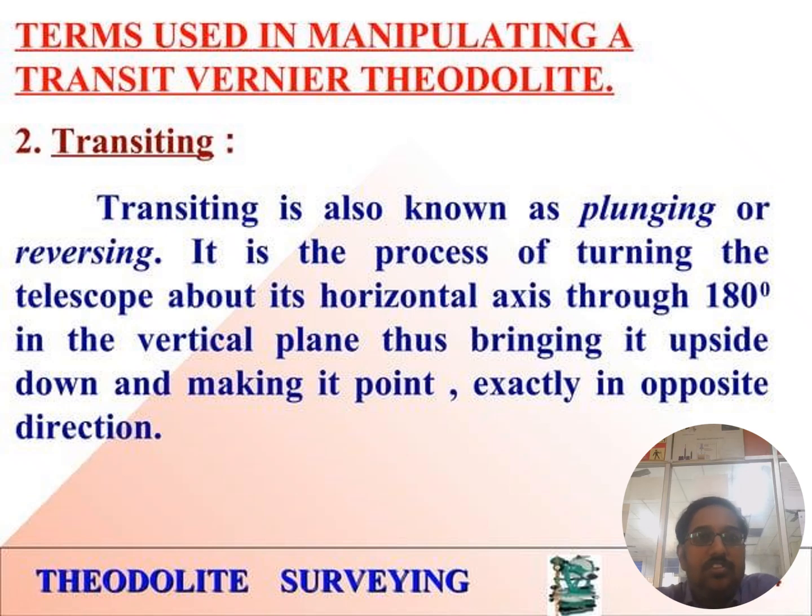Then comes manipulating, that is, fixing it. Next is transiting, which is also called plunging or reversing. It is the process of turning the telescope about the horizontal axis through 180 degrees in the vertical plane, so that the telescope rotates and gives exactly the opposite direction.